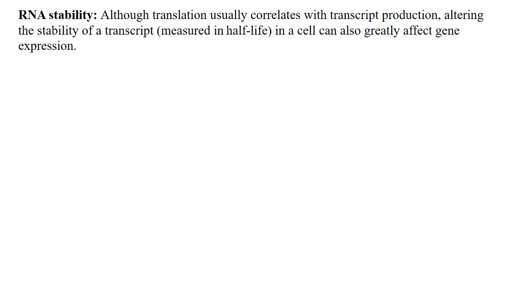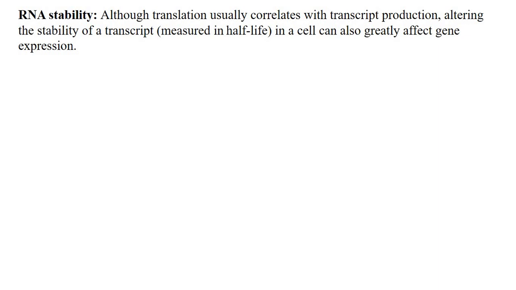Okay, RNA stability is very important when we're talking about gene expression. Although we mostly talk about translation being correlated with transcript production, so a higher amount of transcript will correlate with a higher amount of protein as well. And that's what we measure when we are doing real-time PCR, right? So we look at the transcript levels. Higher transcript levels usually mean higher protein will be translated.